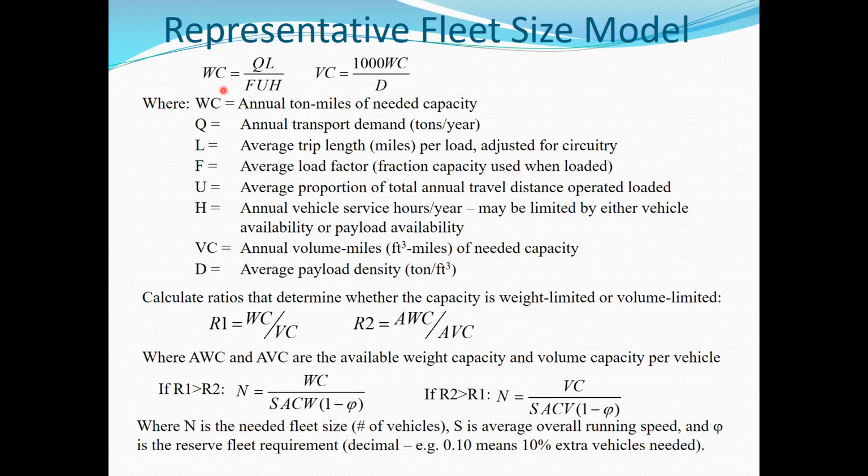Once you figure out the weight capacity, you can determine what we call the volume capacity. It's just 1,000 times weight capacity divided by D. This 1,000 is there just to convert the weight comparison, but you multiply because you're trying to find the volume capacity that has a unit of feet cubed times miles, needed capacity, volume miles. And WC is measured in ton miles.